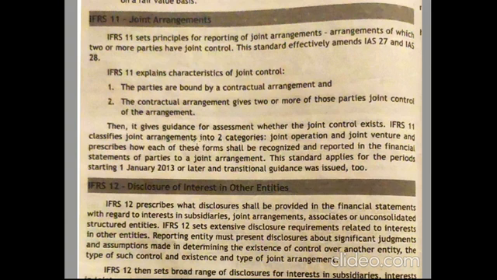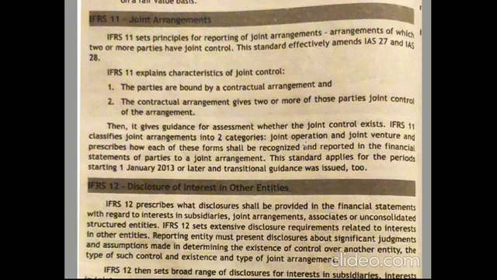IFRS 11 classifies joint arrangements into two categories: joint operation and joint venture. The difference between these is that a joint venture represents only a share of net assets and is equity accounted. When it comes to joint operation, it represents rights to assets and obligations for liabilities, which are accounted for accordingly.